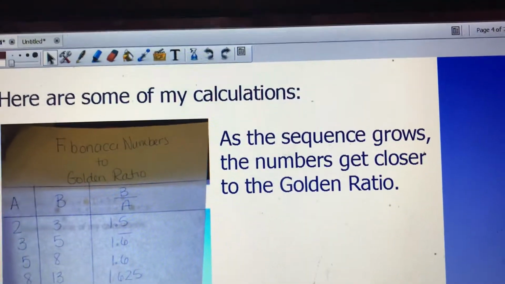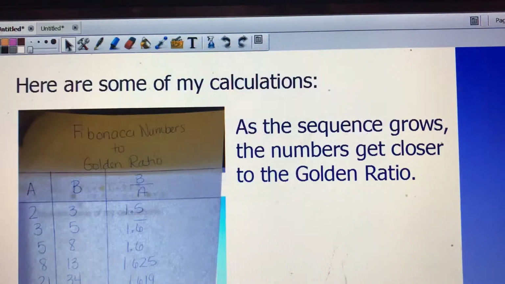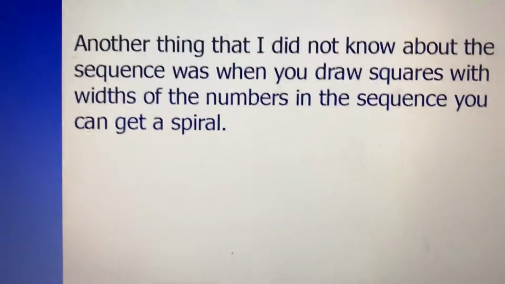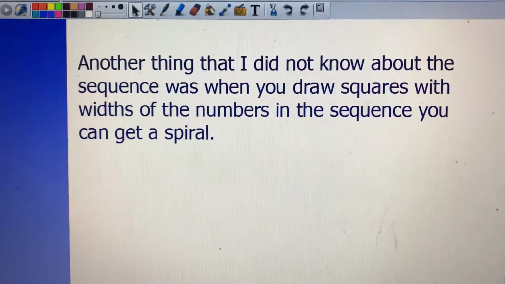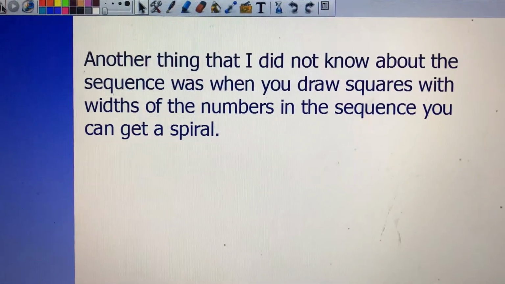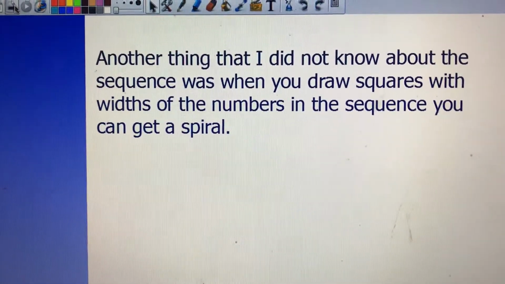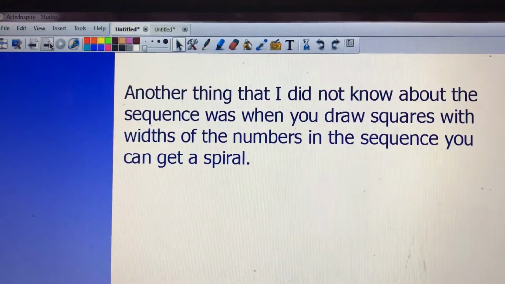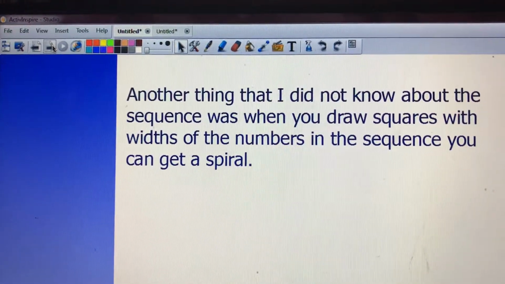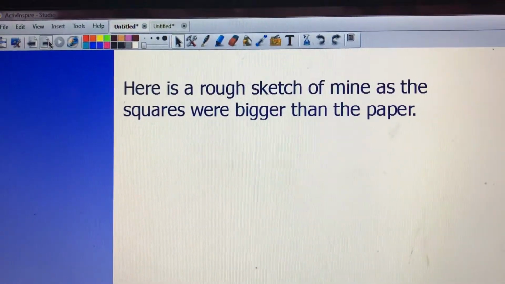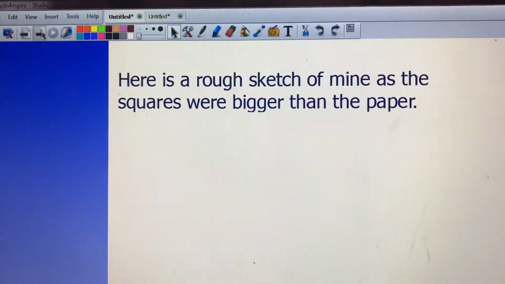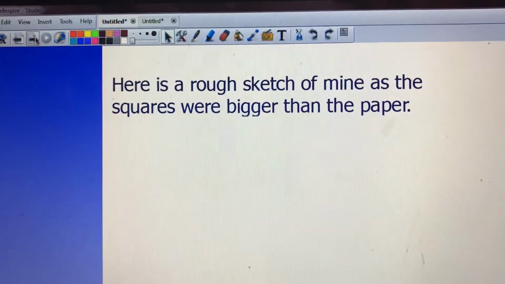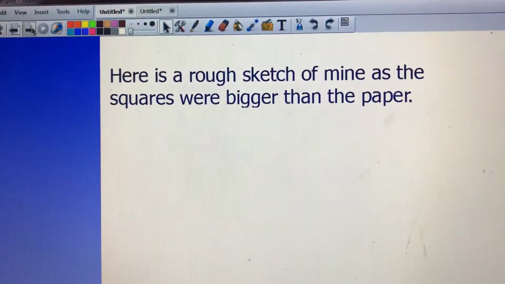The other thing that I was intrigued at was that if you draw the squares with the width of the number in the sequence, you can get a spiral. So here's a rough sketch of mine, squares. I wish the paper would have been bigger, or I could have drawn smaller, but I tried to draw it to scale.